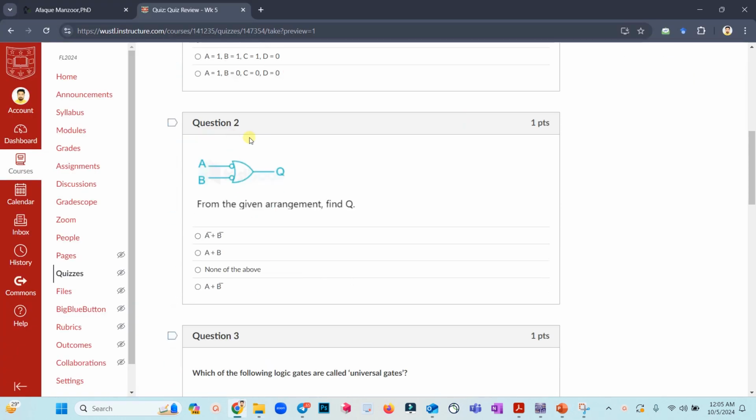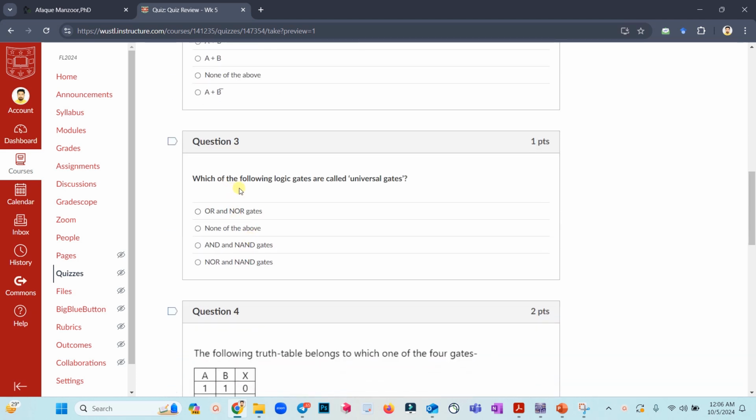Then we have question 2. This is a negative OR gate, okay? For the given arrangement, find Q. So what should be the output? It is A complement plus B, because this is OR. A complement plus B complement. That would be the answer.